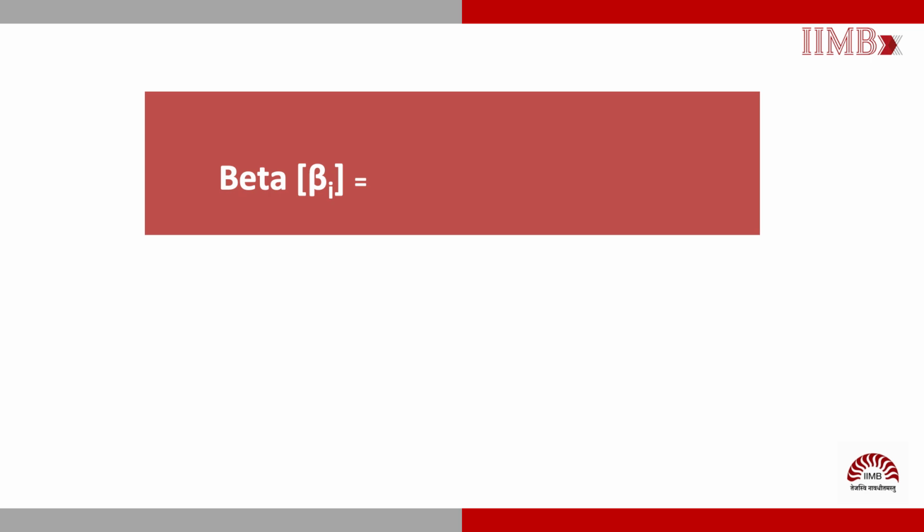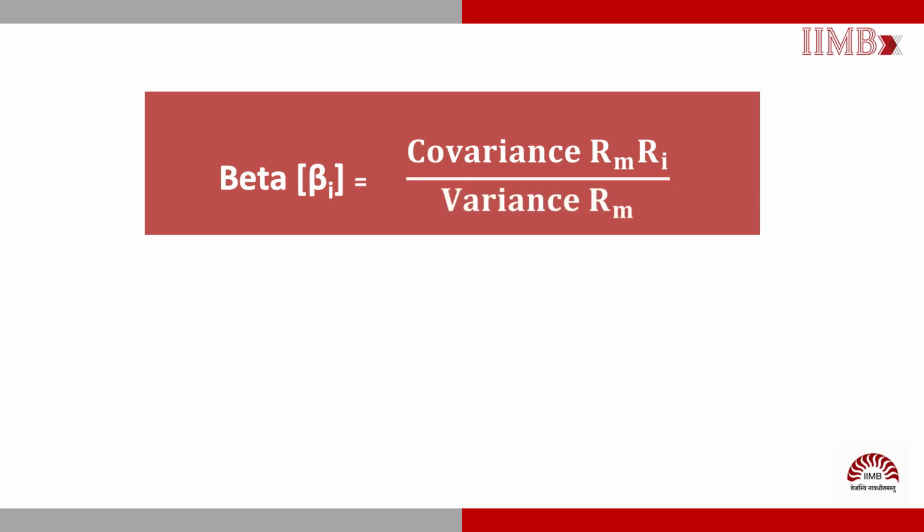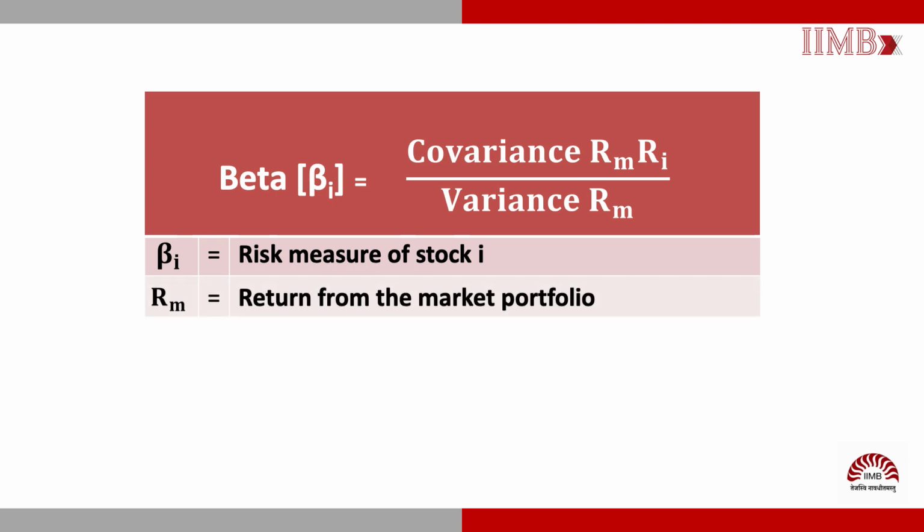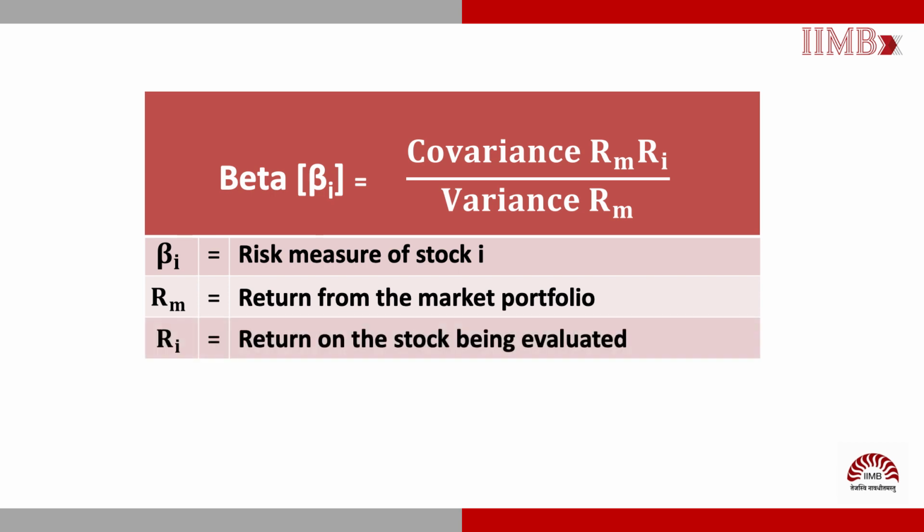The formula to measure beta, as you would recall from our earlier sessions, is beta i is equal to the covariance of Rm and Ri divided by the variance of Rm over a given time frame, where beta i denotes the risk measure of the stock i, Rm denotes the return from the market portfolio, and Ri denotes the return on that particular stock that is being evaluated.